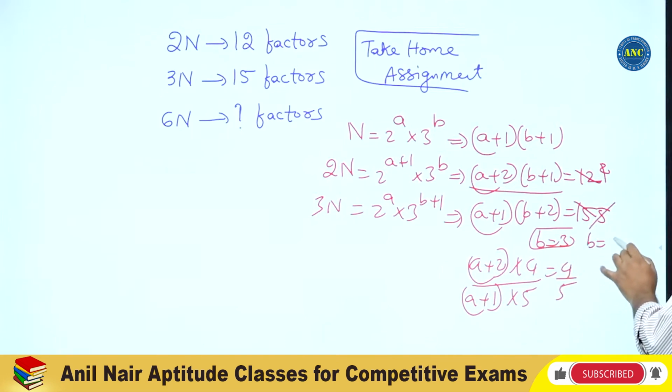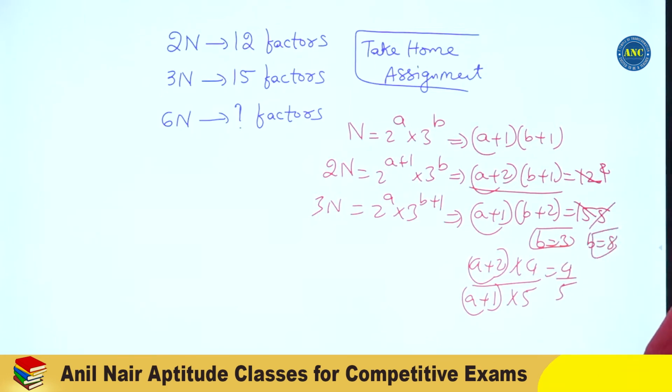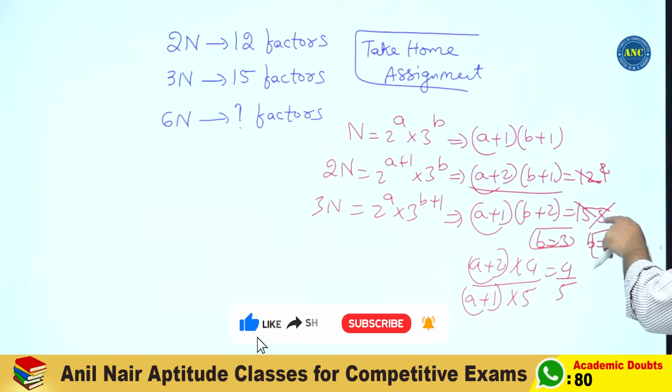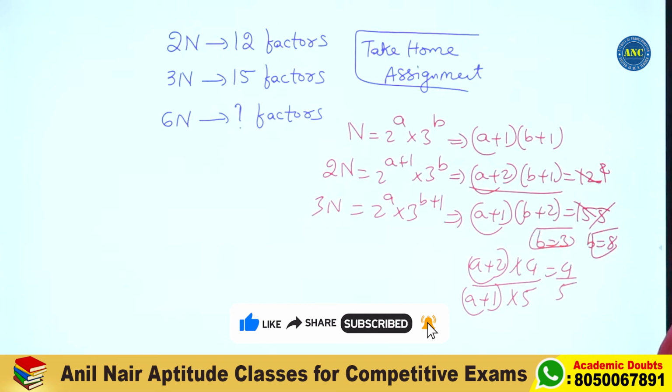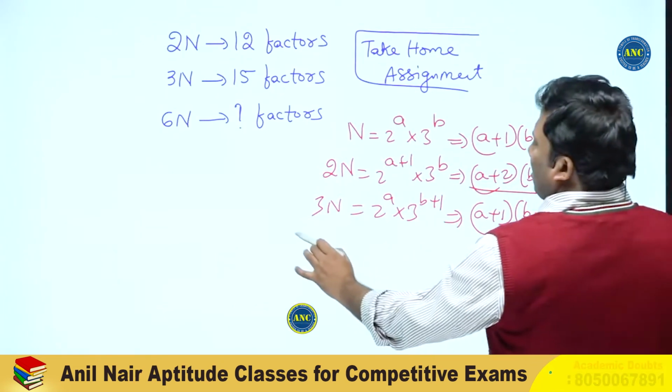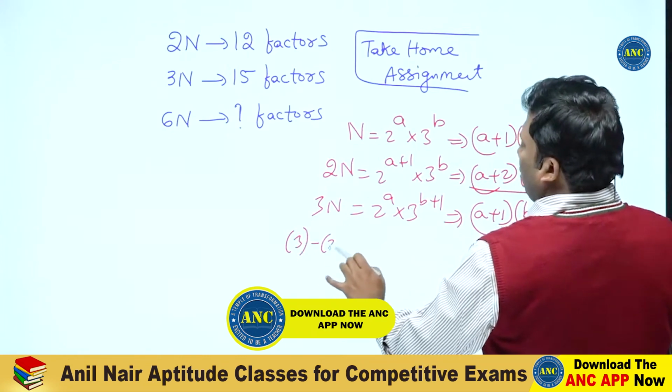Or take b value 8. Why are we taking b value 3 or 8? Because the denominator is a multiple of 5. It can be derived from either a or b. Or another way to solve is do 3 minus 2.